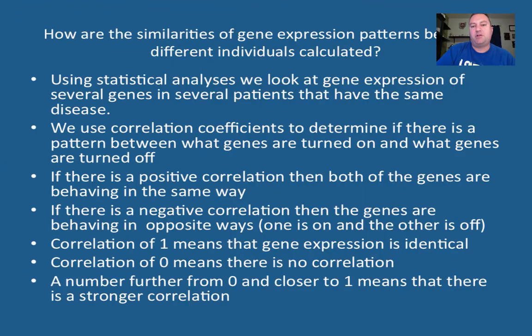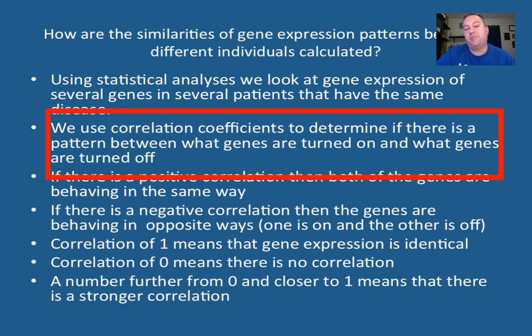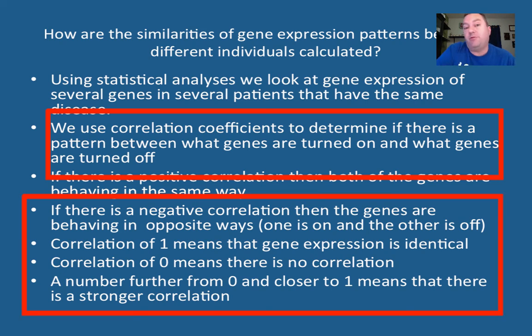All right. So how are the similarities of gene expression patterns going to be shown in different individuals? This deals with the statistical analysis that was in 315. Now we're going to use correlation coefficients to determine if there's a pattern between what genes are turned on and what genes are turned off. And as you see down here, we've got those bullet points from 315 that you need to know.